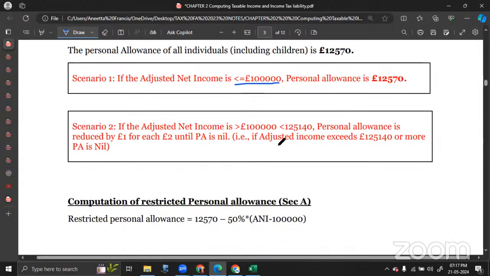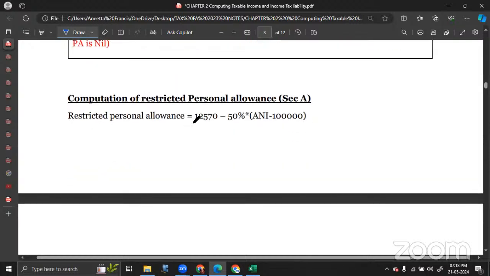If your adjusted net income is above 1 lakh but below 125,140, that is from 100,001 to 125,139, your personal allowance will be reduced. I hope the computation was clear: personal allowance minus 50% into (NI minus 100,000). If it is a Section A calculation, your steps do not matter.